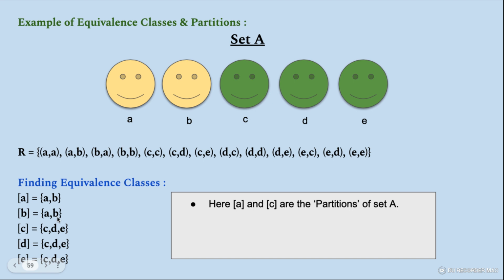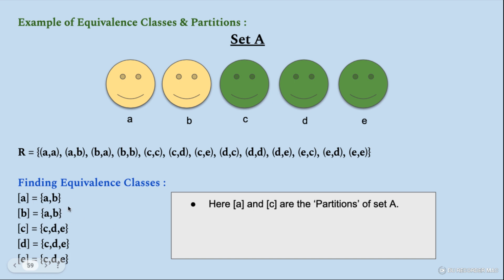So what you can say is that the equivalence class of A and the equivalence class of C are the partitions of set A, which means no element in the equivalence class of A is present in the equivalence class of C. It also means that the union of these two partitions will result in the whole set A itself. That is {A, B} union {C, D, E} will be {A, B, C, D, E}. And the intersection of the equivalence class of A and the equivalence class of C will give you a null set, that is phi. So there is not going to be any common element between these two sets.